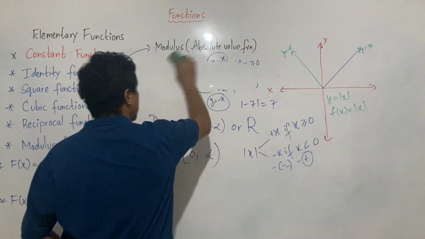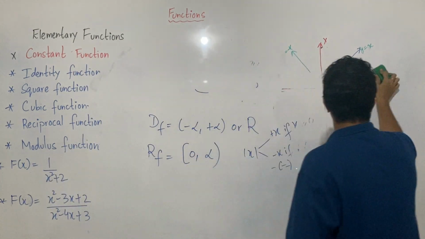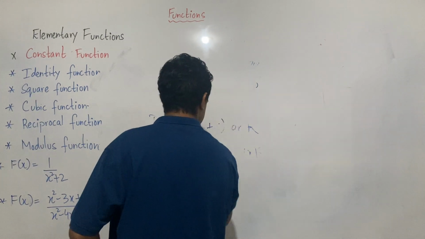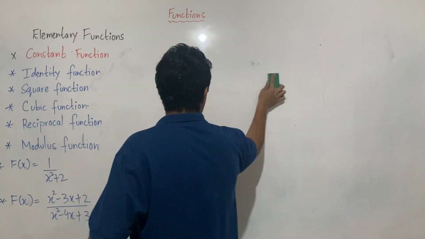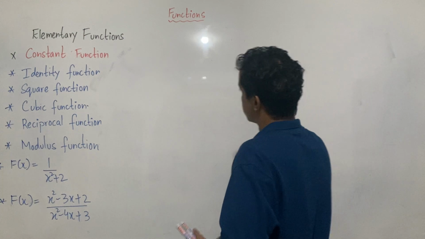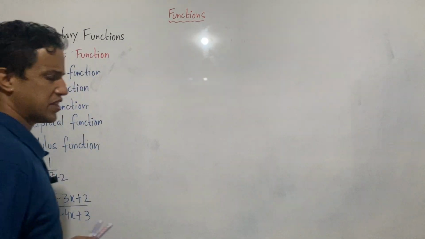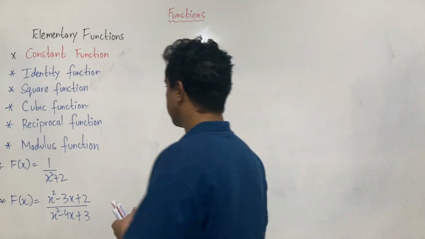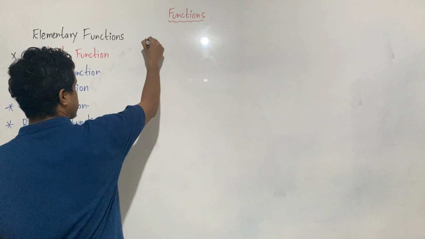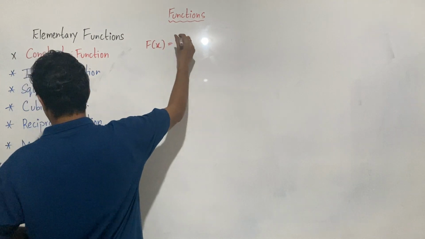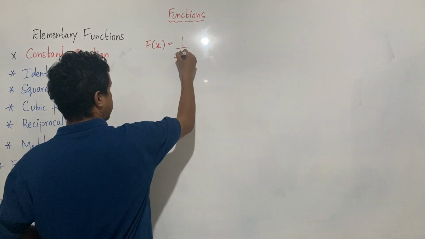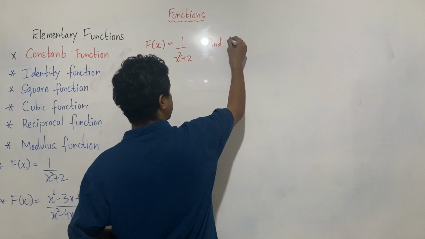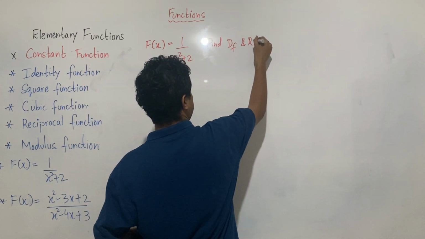Next we have a few questions that we will try to do. In the questions, what we need to do is use these concepts that we have learned, and find the domain and range. So first is f(x) equals 1 over x squared plus 2. This is the function, and we have to find its domain and range.